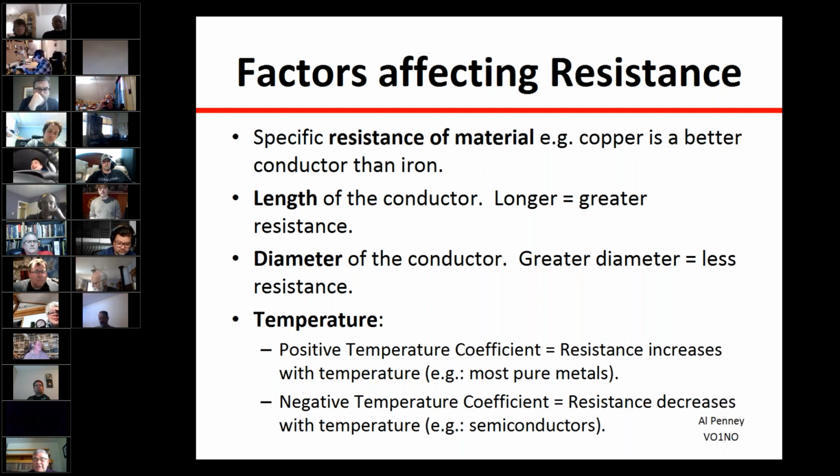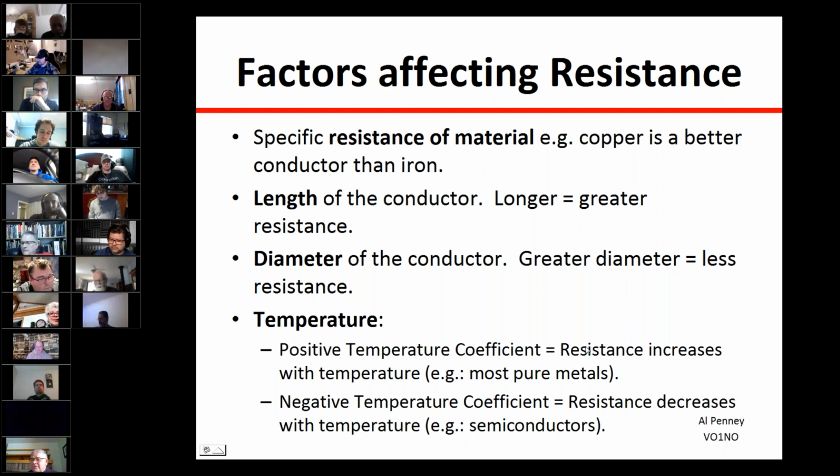Now, temperature will also have an impact on resistance. Depending on the material, they can have what's called a positive temperature coefficient or a negative temperature coefficient. A positive temperature coefficient means that as temperature increases, the resistance also increases. Most pure metals have a positive temperature coefficient, so when you heat them up, the resistance increases.